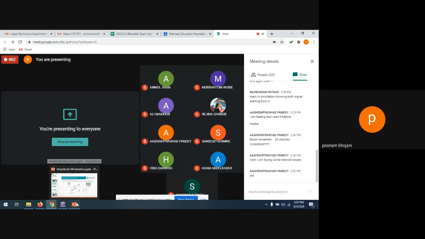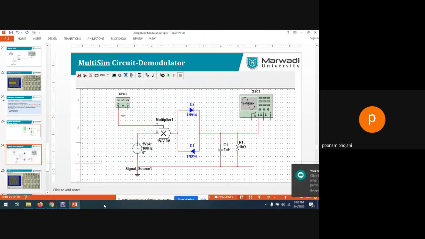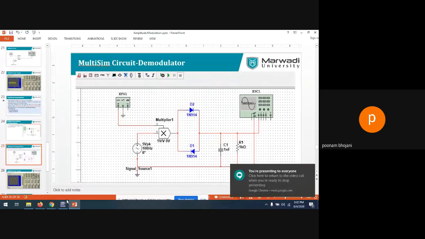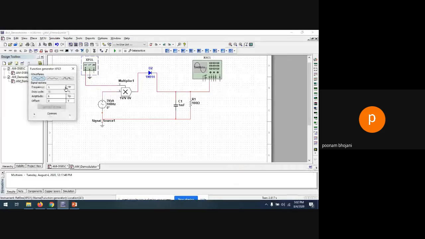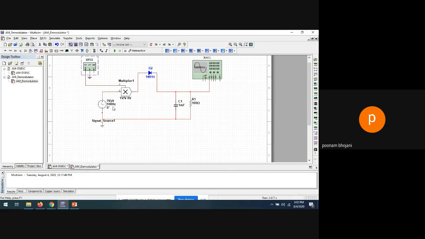Okay, so this is the demodulator circuit. Let us directly go to the Multisim and let me show you the circuit. Here again you can apply different voltages or frequencies, whatever you want. For example, this is kilohertz, 1 kilohertz, and I'm applying the same amplitude so that I can get perfect modulation. 5 volt is there, so 2.5 volt in the carrier signal. This is your message signal.